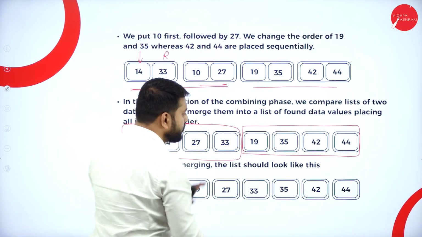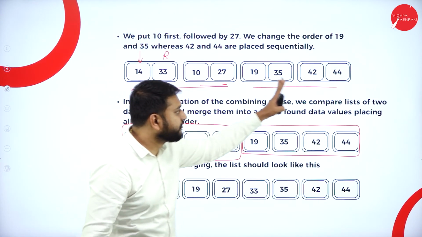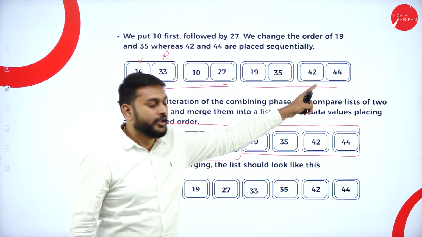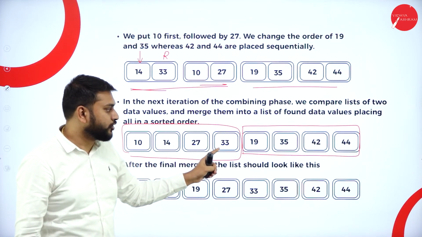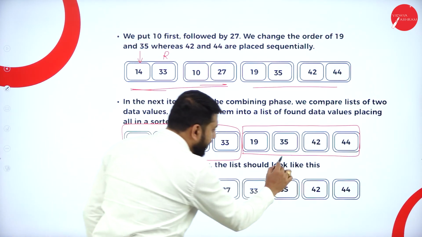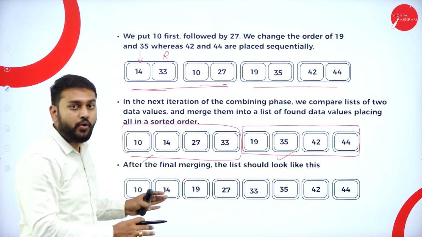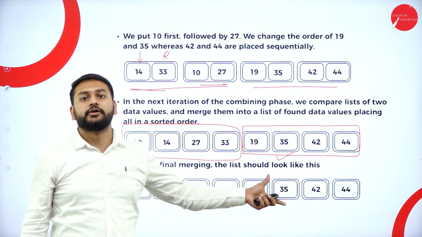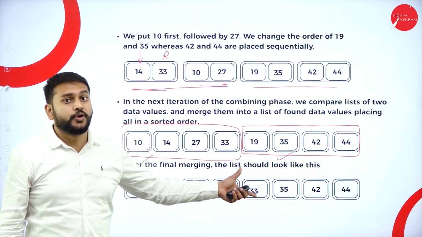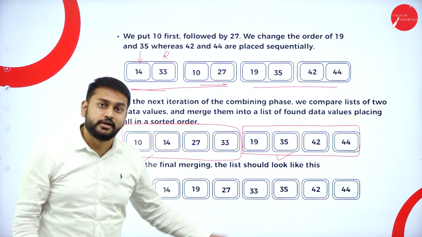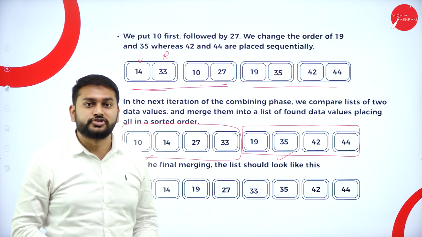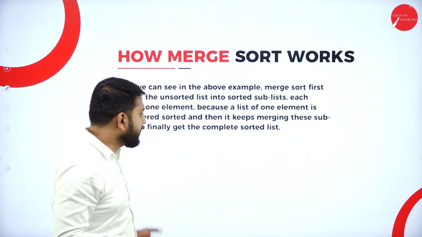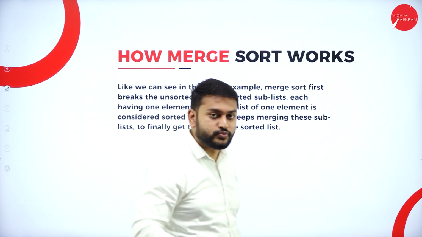When you observe this, all these things, whatever I have here, it is sorted. Whatever I have here, it's sorted. This part is a sorted part and this part is a sorted part. So now I will join these two and make one particular sorted array. That's what you need to remember when it comes to merge sort. So this is how we perform the merge sort, my dear students. This is the technique that we follow to perform the merge sort.